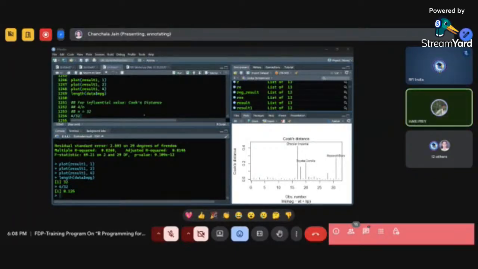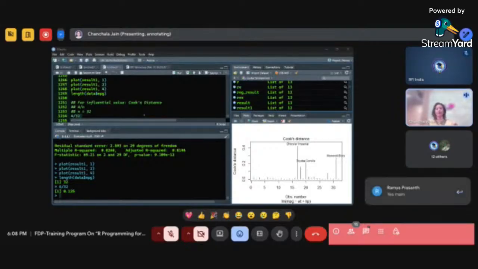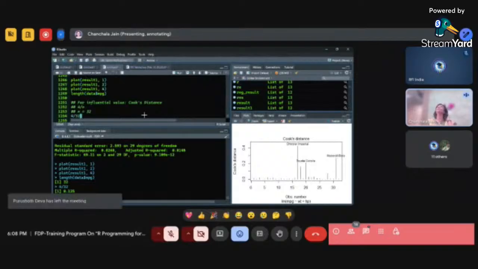So I'm now concluding what we have done till now. As this was a 10-day long FDP, we started our journey from understanding R and RStudio. On day 1, I talked about R and RStudio, and we saw the installation part of R and RStudio.